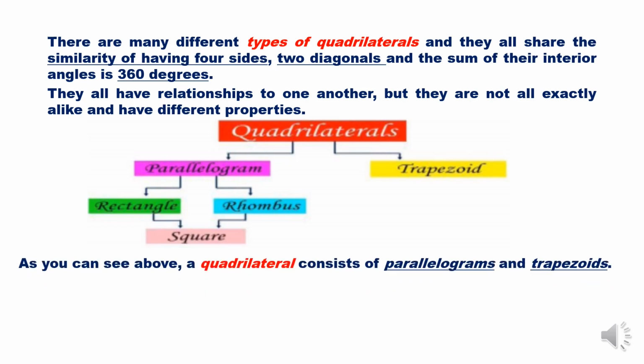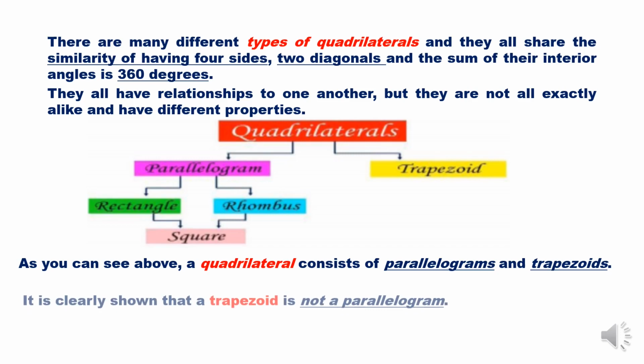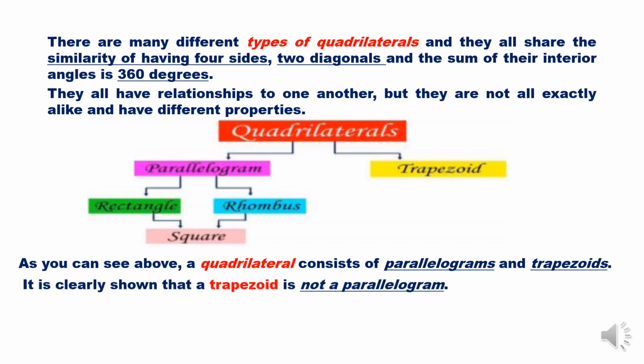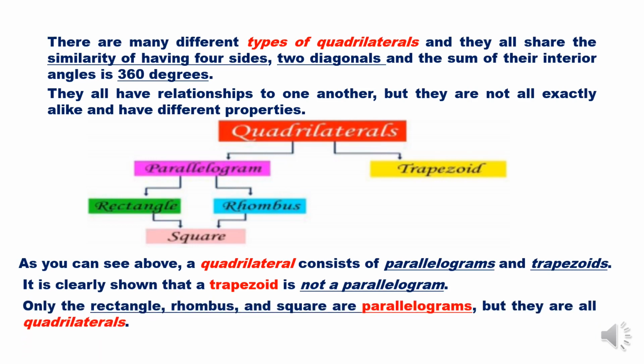As you can see above, a quadrilateral consists of parallelograms and trapezoids. It is clearly shown that a trapezoid is not a parallelogram. Only the rectangle, rhombus, and square are parallelograms, but they are all quadrilaterals.